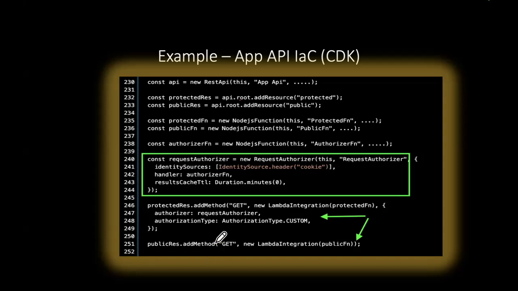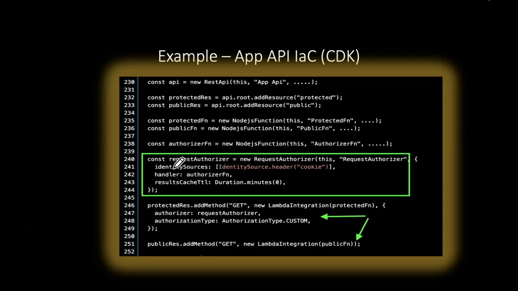There's a second GET endpoint, but this is an ordinary GET endpoint, so it doesn't have any of this stuff here at all. So it looks like this second endpoint is a public endpoint. So that's the CDK code.